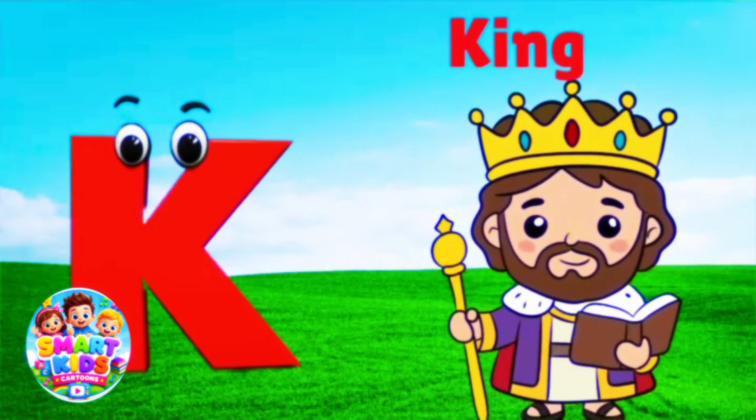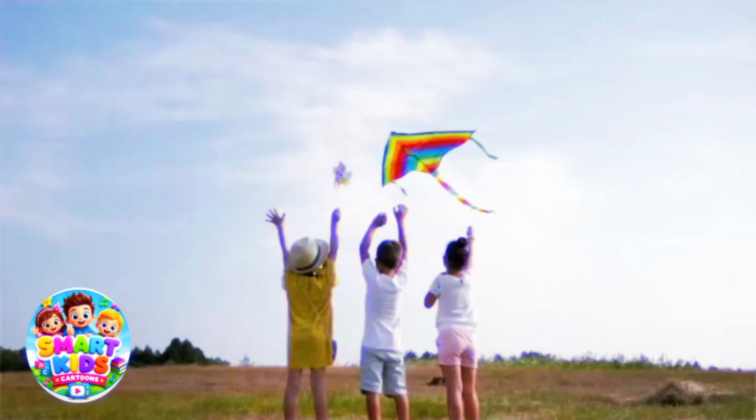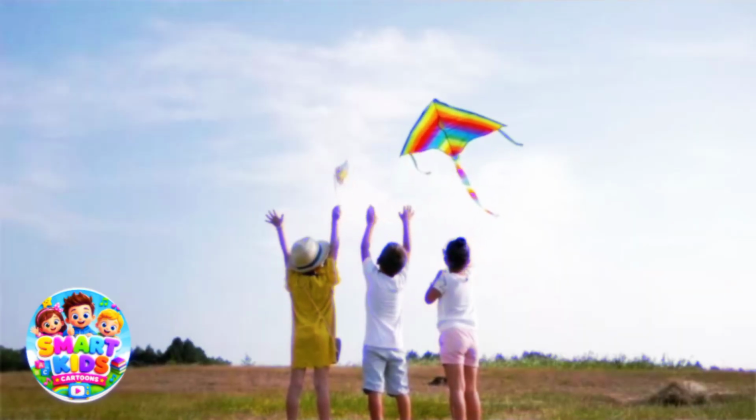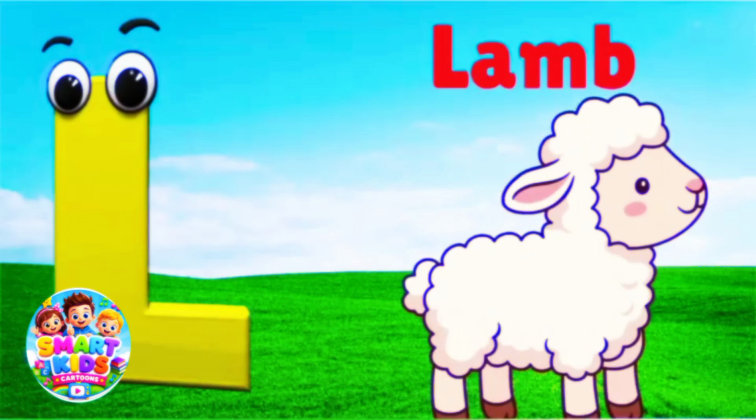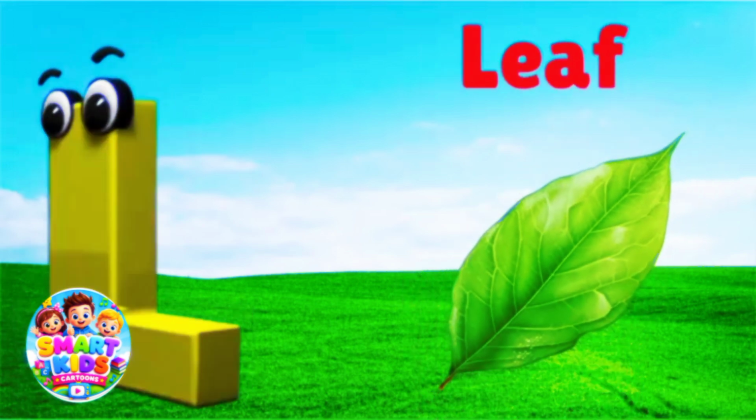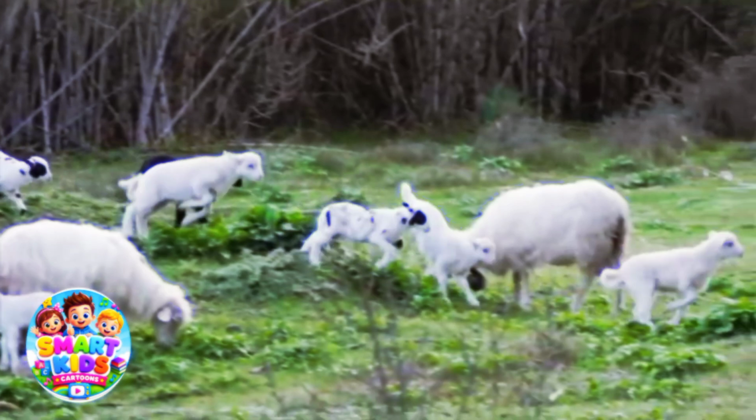K for king and K for kite. K, k, k. L for lamb, L for leaf. L, l, l.